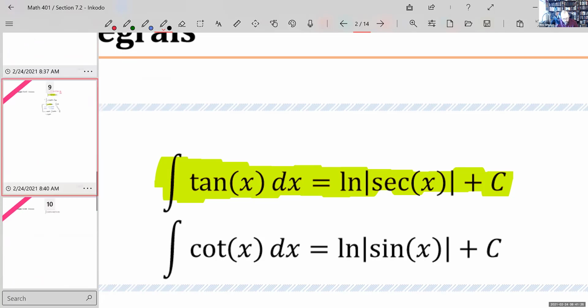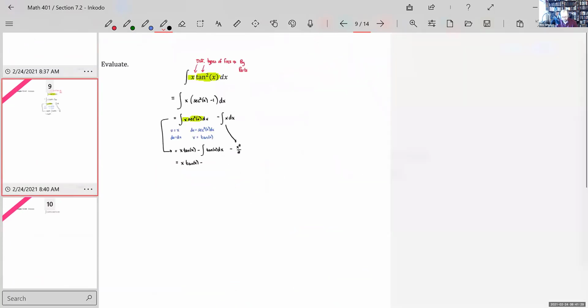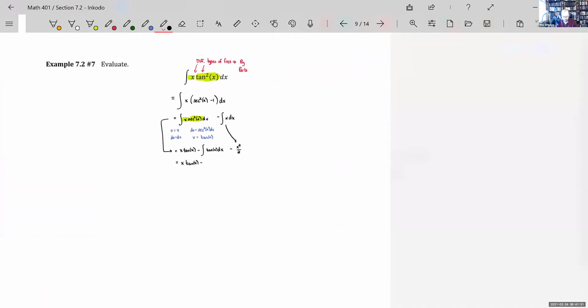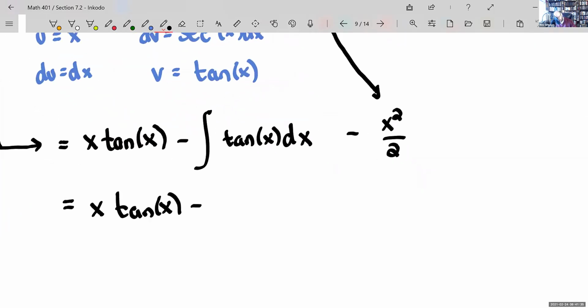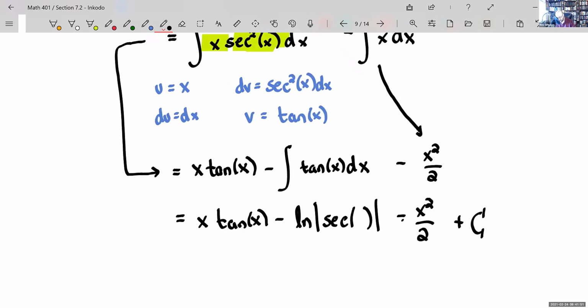But that's what we have here. Let me hop back to our problem. It's minus the natural log absolute value of secant, and now minus x squared over 2, and then plus the constant of integration. That's supposed to be an x there. Sorry about that. That's supposed to be a minus.